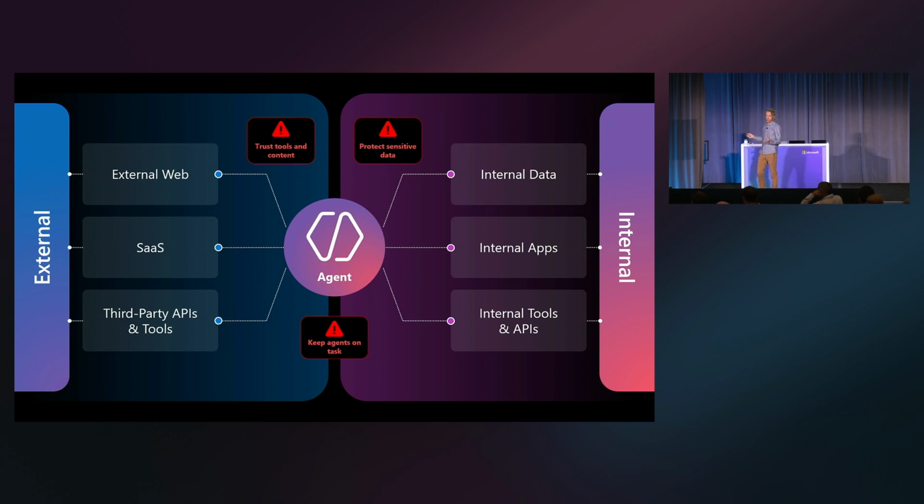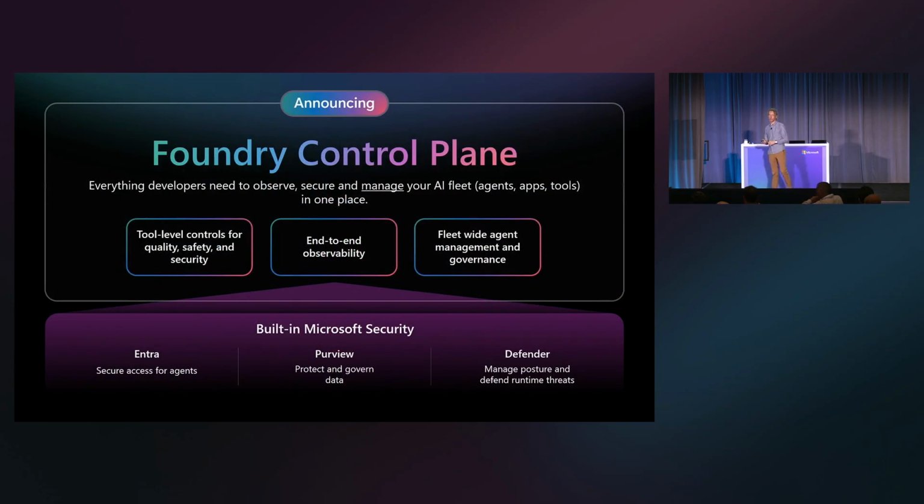But at the same time, the risk is also massive. And so you see here sensitive data. There are huge risks around sensitive data leakage, making sure that your agents are doing the things that you intend them to do and not anything beyond that. A lot of risks around indirect prompt injections and needing to trust the tools and the contents that your agents are interacting with.